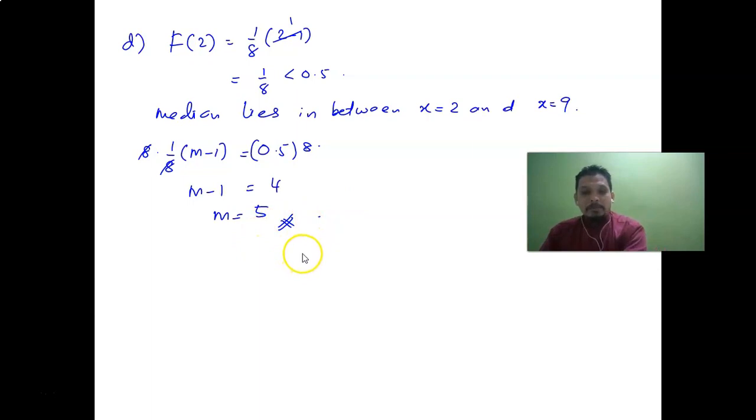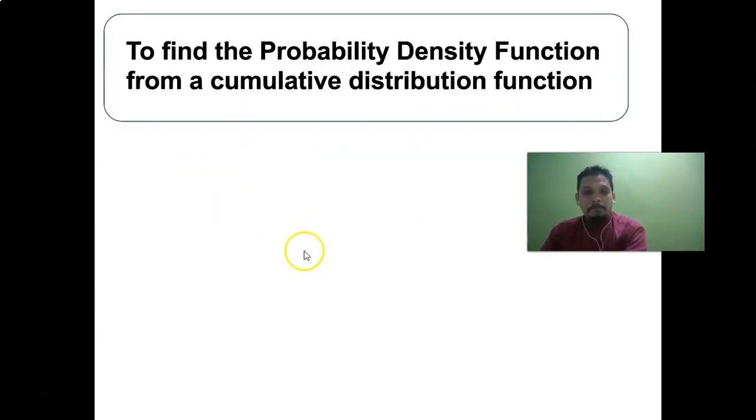Okay, so next one. To find the probability density function from a cumulative distribution function. In the previous discussion, we talked about how to find the cumulative distribution function from the probability density function. Now for this topic, when we are given the cumulative distribution function, it's our job to find out what the probability density function is, the other way around.